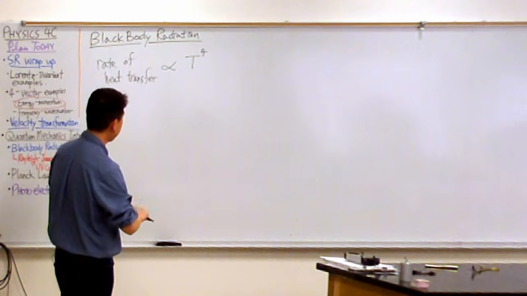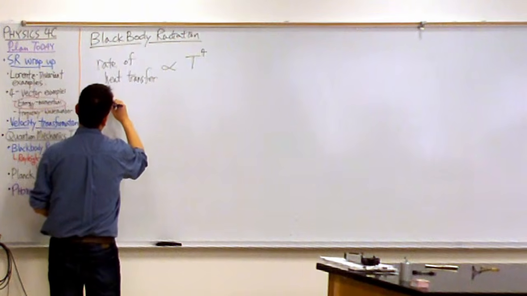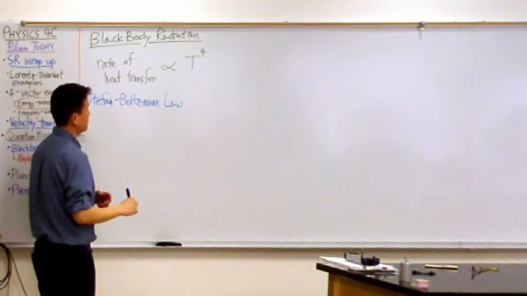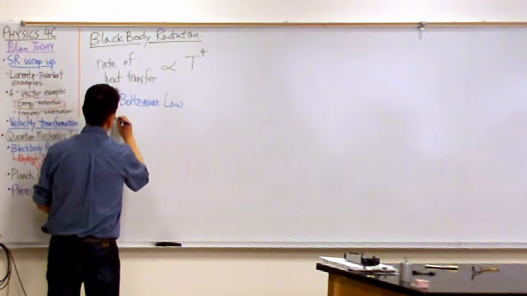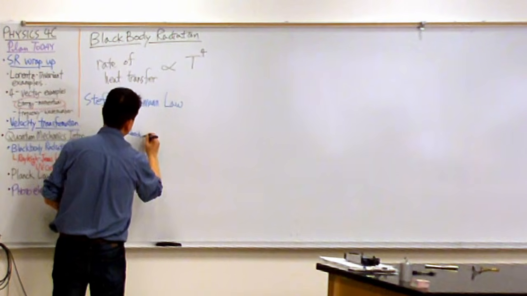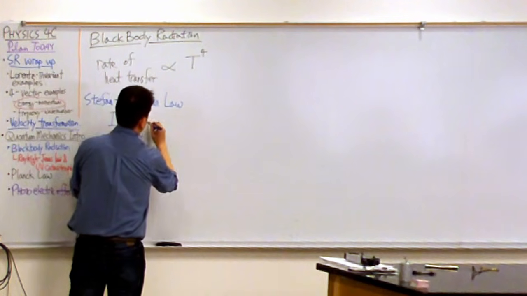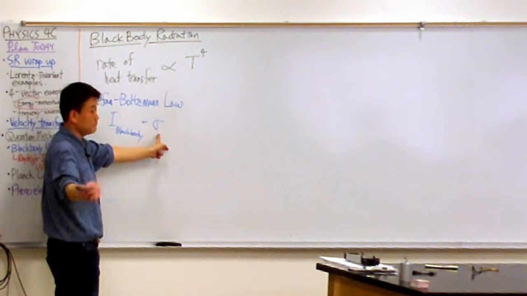But if I tell you that there's something called the Stefan-Boltzmann law, which says that the intensity of blackbody radiation, and you remember how intensity was defined, power per area, is given by sigma T^4. This is the Stefan-Boltzmann constant. We'll just look it up.